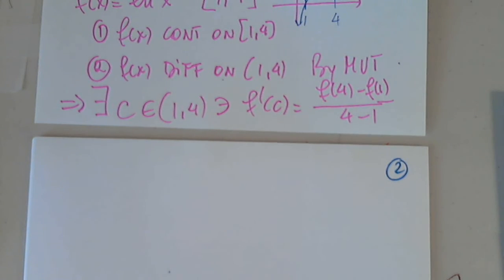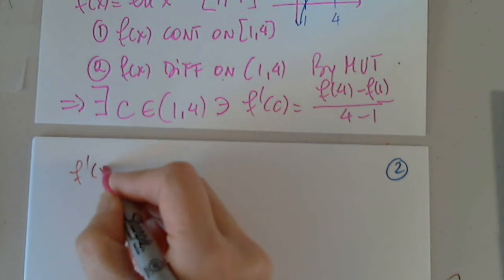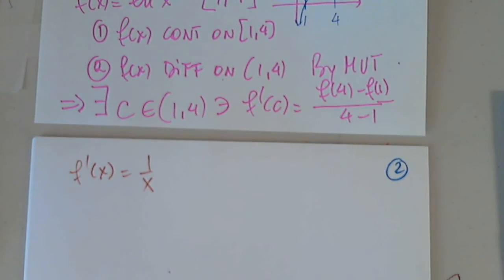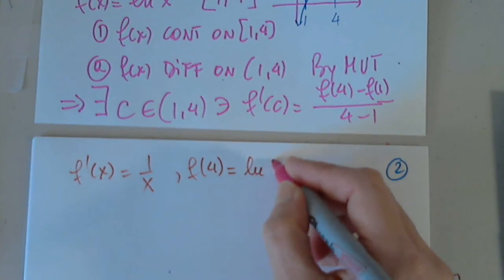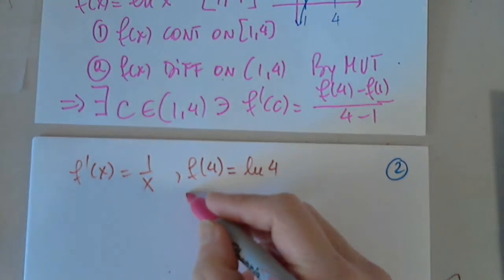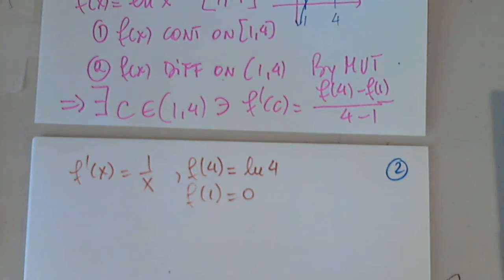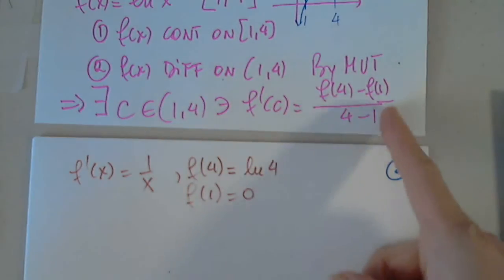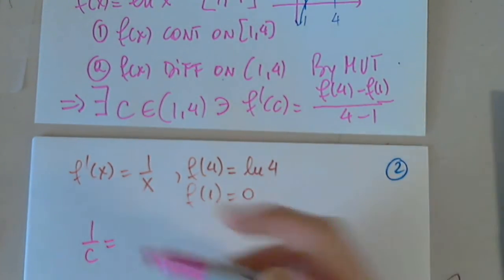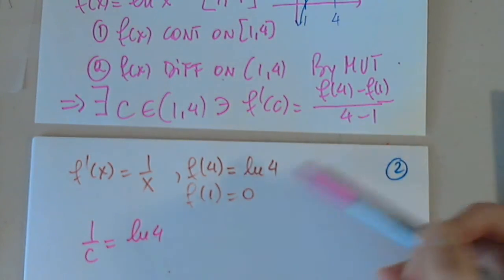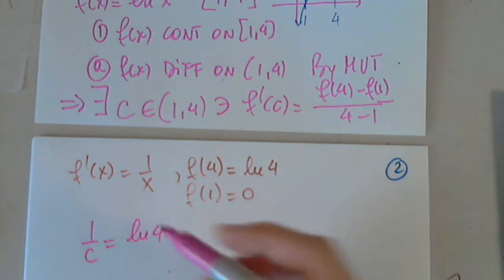So I have to determine f prime of x, which we know is 1 over x. I have to find f of 4, which we know is natural log 4. And I have to find f of 1, which is 0, because natural log 1 is 0. And now I just will create this equation. F prime of c, which is 1 over c, equals f of 4, which is natural log 4. There is no point in writing f of 1. 4 minus 1 is 3.